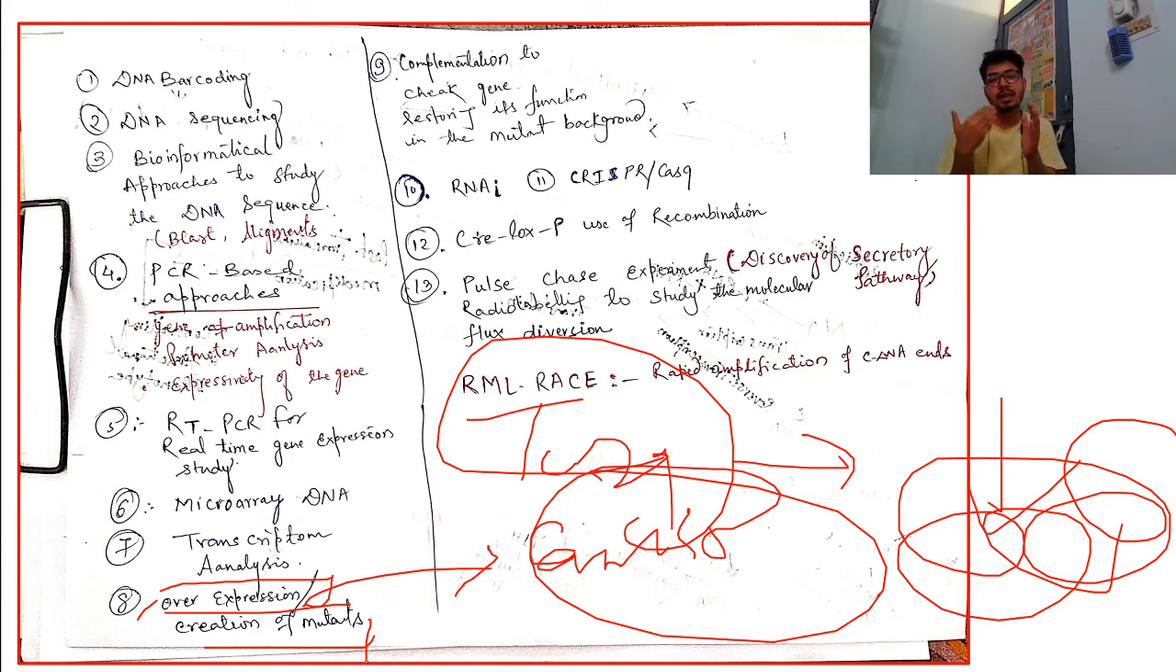This is again a topic of discussion. CRISPR-Cas9 is really very important. For the CRISPR-Cas9 technique, the 2020 Nobel Prize was given to Jennifer Doudna and another colleague. So this is again a very important topic.